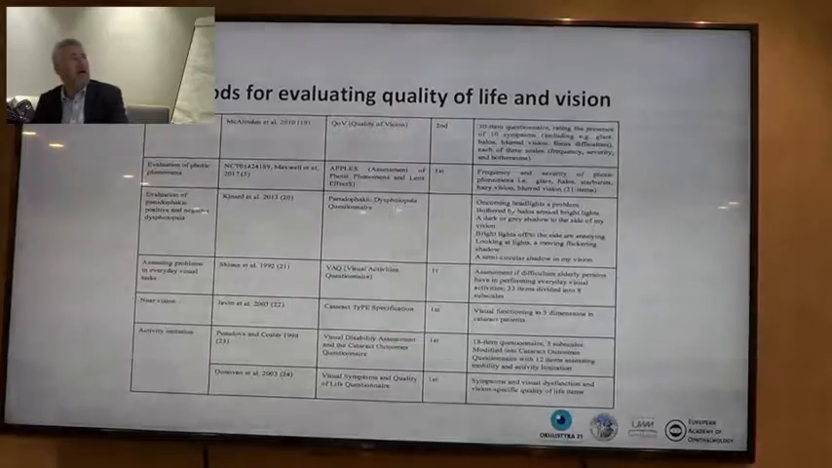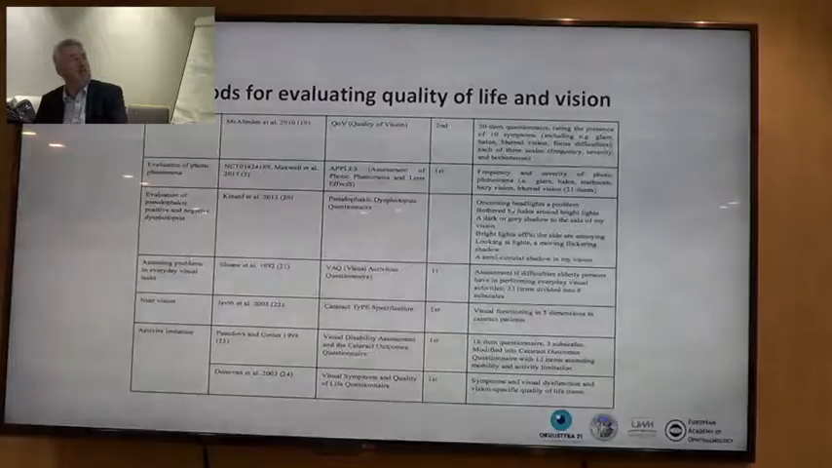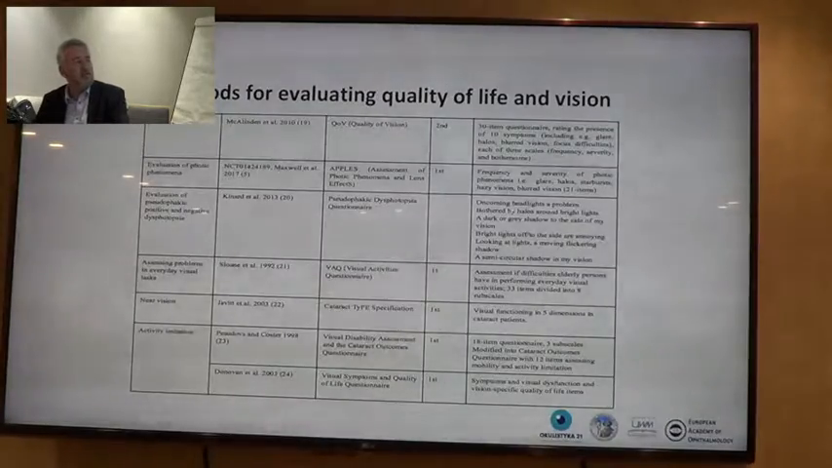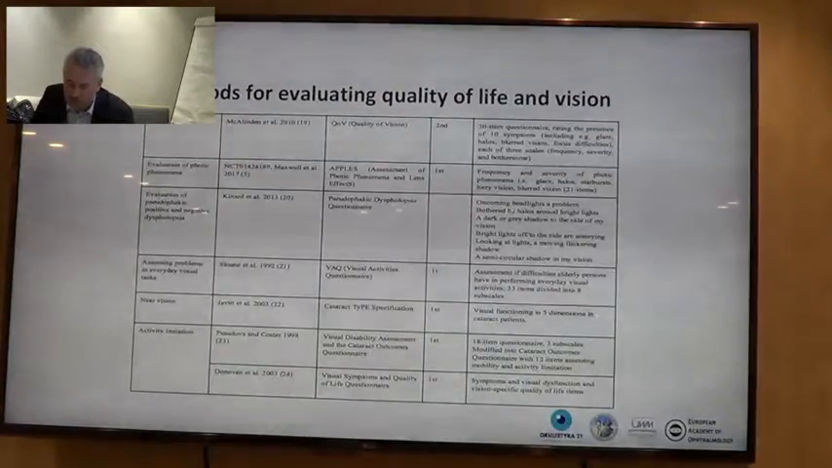So a lot of them. The next group, the methods trying to evaluate quality of vision: evaluation of photic phenomena, the test called Assessment of Photic Phenomena and Lens Defects; evaluation of pseudophakic positive and negative dysphotopsia, the test entitled Pseudophakic Dysphotopsia Questionnaire; assessing problems in everyday visual tasks, Near Vision Activity Limitation. So a lot of different tests.